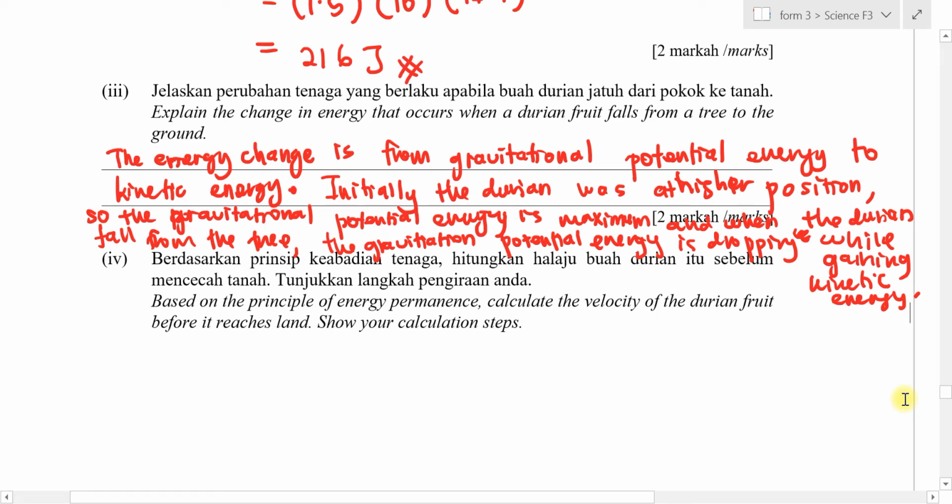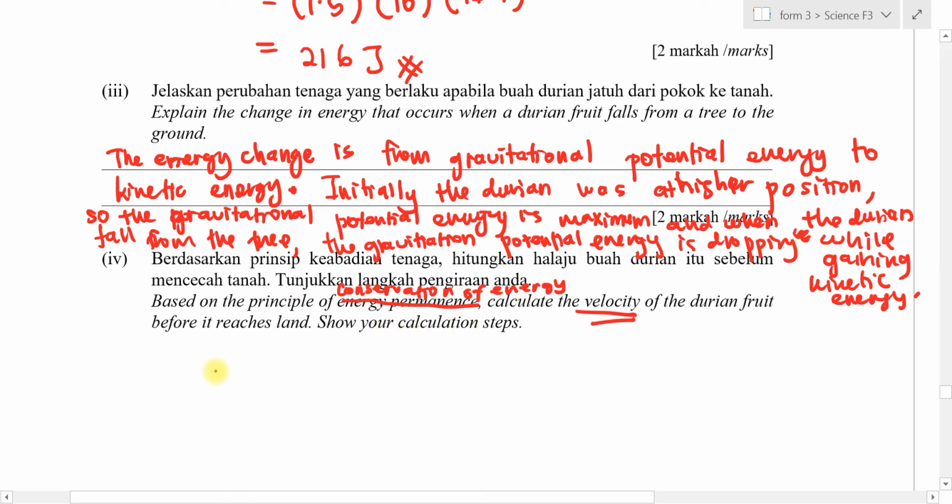Okay, now our question is based on the principle of conservation of energy. Calculate the velocity of the durian before it reached the land. Show your calculation steps. Why before it reached the land? Because after it reached the land, the speed will decrease to zero, right? The durian stops moving. So they are asking for the velocity from the kinetic energy.